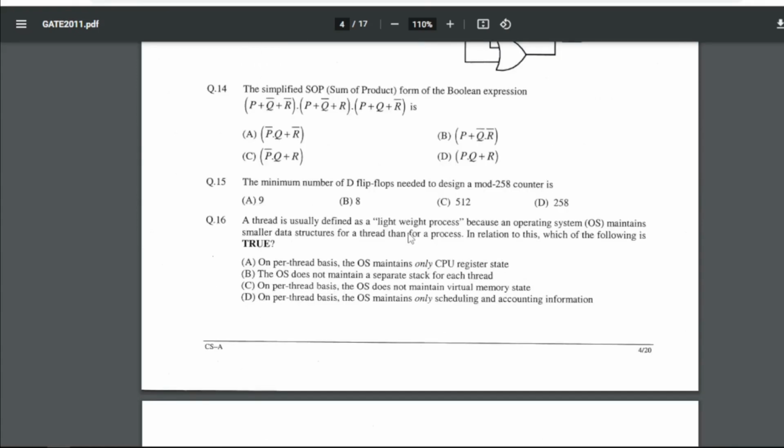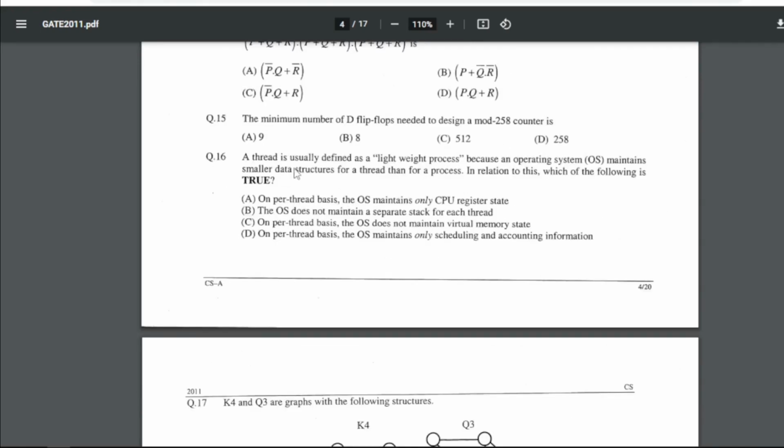The simplified SOP (sum of product) form of the Boolean expression, this is what? If you simplify this particular SOP, you will get the answer as B, that is this one, P plus Q bar R bar. 15 is, the minimum number of D flip-flops needed to design a mod 258 counter is what? In that case, for question number 15, our answer is A, that is 9.